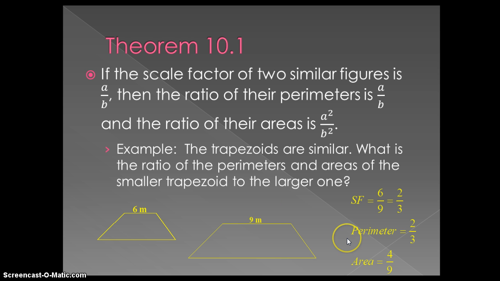The perimeter then is going to have the exact same ratio, 2/3, but our area is going to be 2 squared, which is 4, over 3 squared, which is 9. So A squared over B squared. So the ratio of our perimeters is 2/3, and the ratio of our area is 4/9.